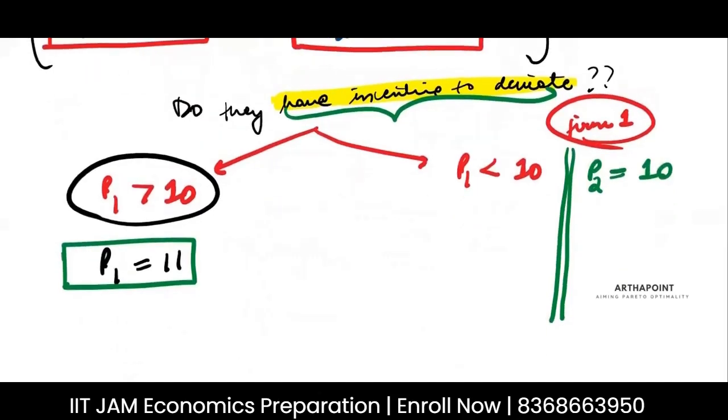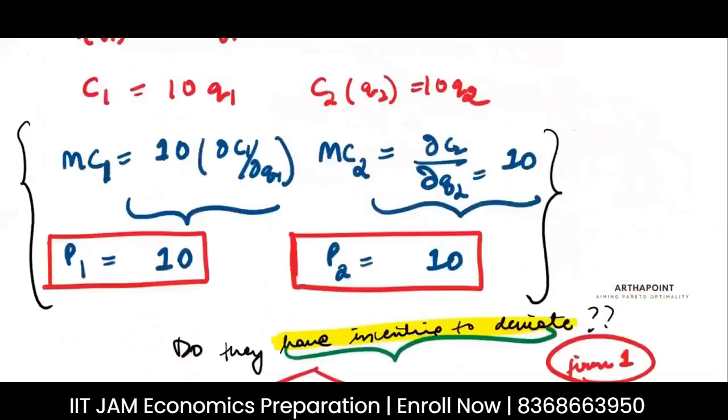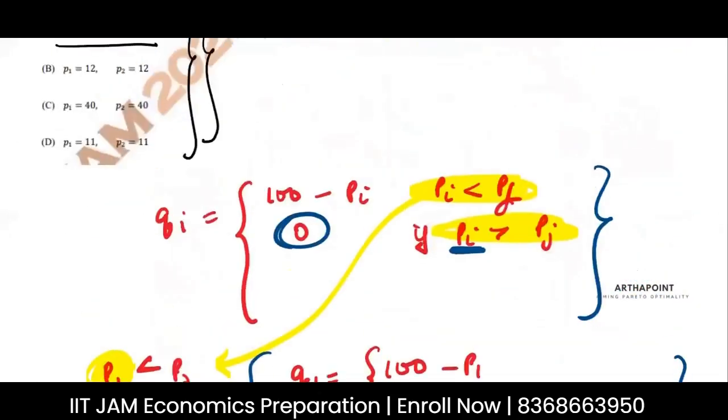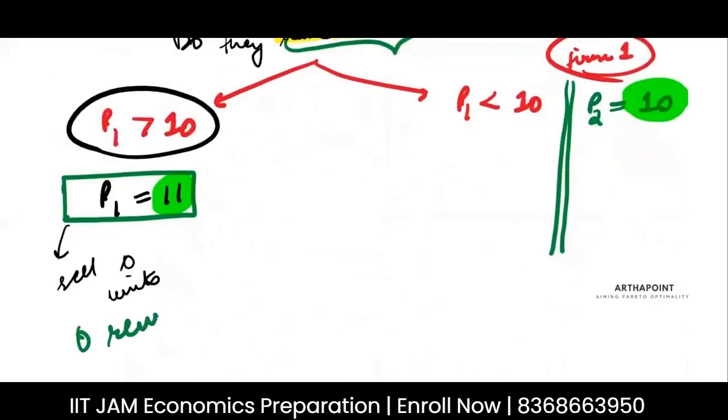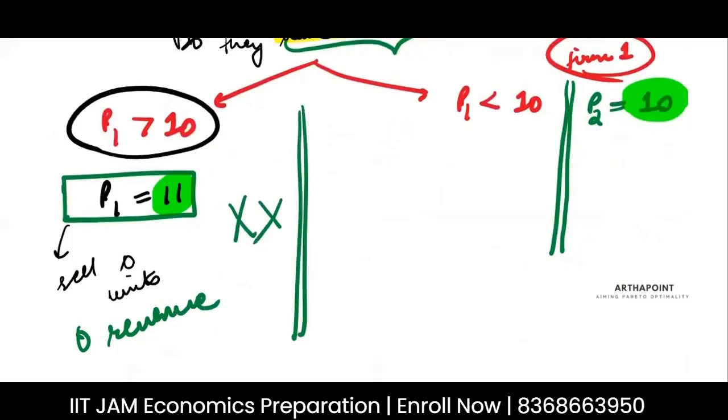If firm 1 deviates to charge 11, when firm 2 is charging 10, then firm 1 will lose the market and will sell 0 units. Because this is what my function says, that the moment your price is more than the other firm, you will sell 0 units. 0 units means 0 revenue. There is no reason why you should do that. So you don't have an incentive to deviate.